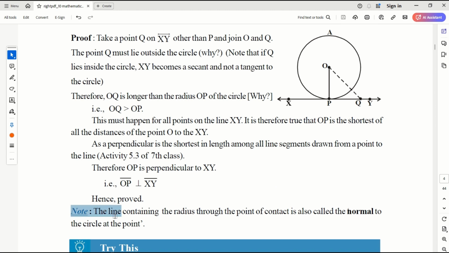And just to note, the line containing the radius through the point of contact is called the normal to the circle at the point. The line containing the radius through the point of contact, that is OP, is called the normal here. Okay, OP is called normal. Normal is perpendicular to the tangent, basically.